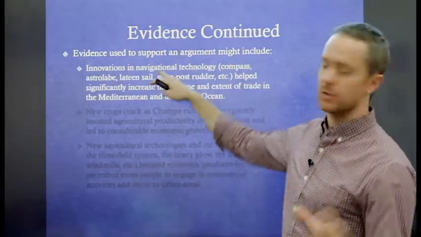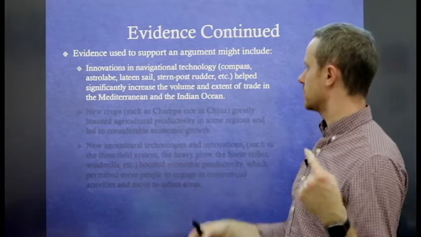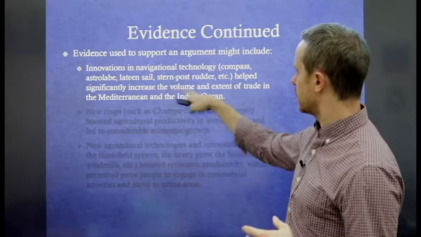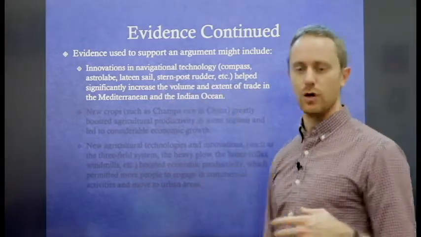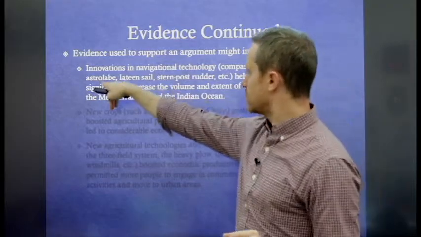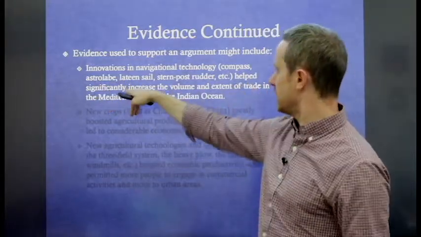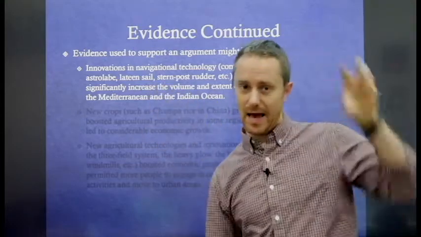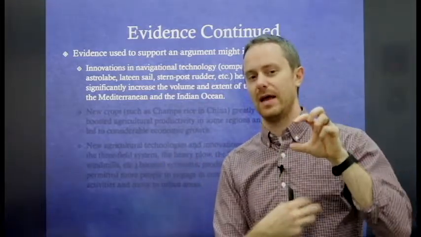All right, let's take a look. Might include, okay, so here's another example. Innovations in navigational technology, the compass, the astrolabe, the lateen sail, the stern-post rudder, helped significantly increase the volume and extent of trade in the Mediterranean and the Indian Ocean. So the specific evidence, those pieces of technology, how that proves my point is they helped significantly increase the volume of trade. Okay, that's what they did. It's not that they happened or they existed.